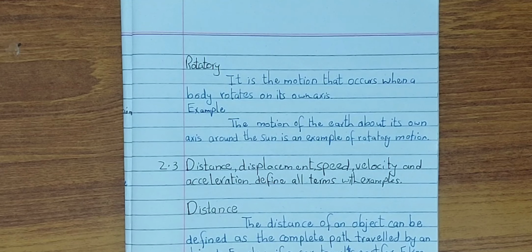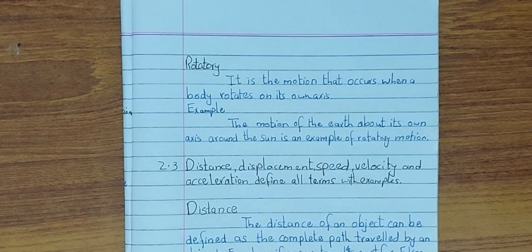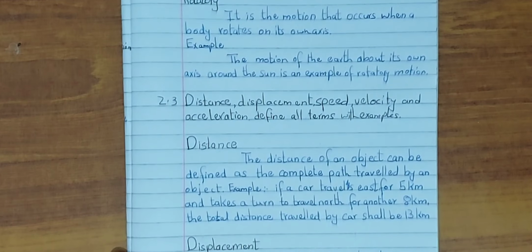Distance, displacement, speed, velocity, and acceleration. Define all terms with examples. Distance: the distance of an object can be defined as the complete path traveled by an object. Example: if a car travels east for 5 km and takes a turn to travel north for another 8 km, the total distance traveled by the car shall be 13 km.